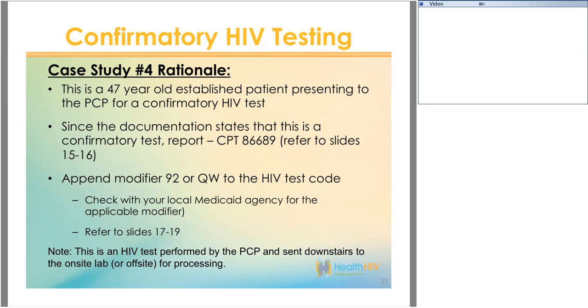All right. So here's the rationale. Patient presents for a confirmatory test. The code that was reported, 86689. The modifier is either a 92 or a QW, and you should check with your local Medicaid state agency to find out which modifier is appropriate.